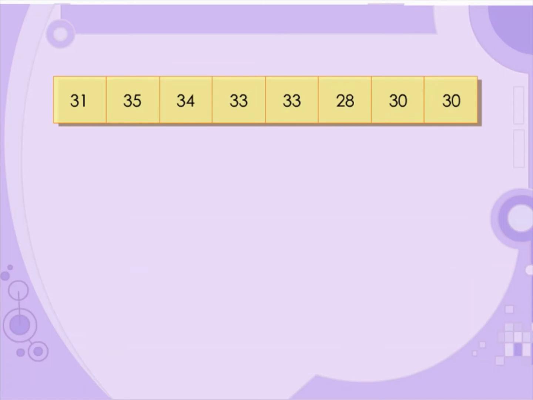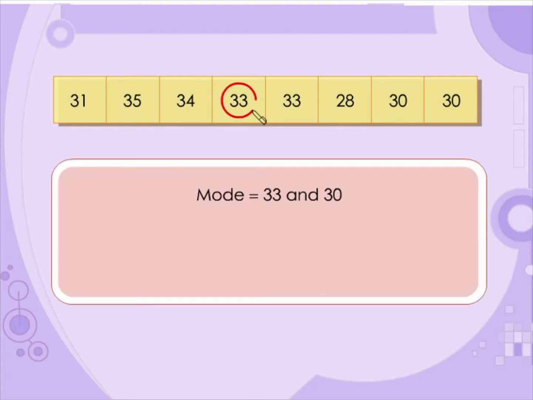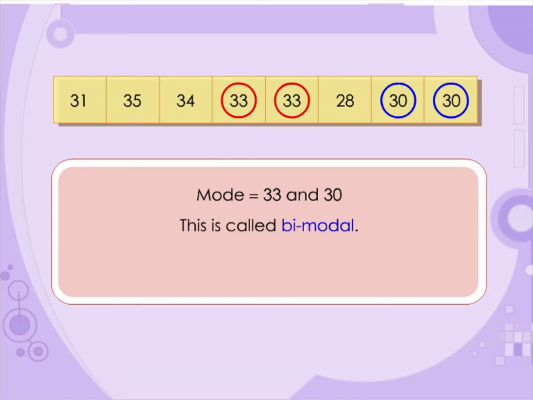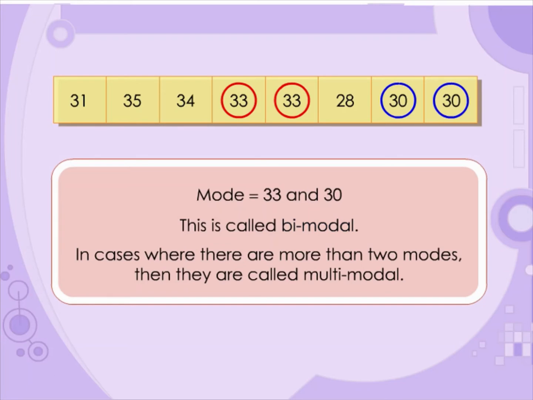Suppose the data is recorded for 8 days and the value for the last day is 30. Notice that we have two modes with the values of 33 and 30. This is called bimodal. In cases where there are more than 2 modes, then they are called multimodal.